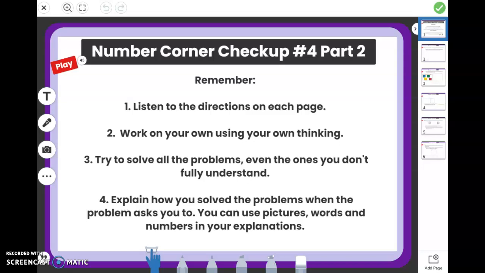Page 1 has the same reminders for you that you had yesterday. Remember, when you work on this assessment, listen to the directions on each page. Work on your own using your own thinking. Try to solve all of the problems, even the ones you don't fully understand. Explain how you solved the problems when the problem asks you to. You can use pictures, words, and numbers in your explanations. If you need any of the problems read to you, you can always click the play button. Let's look at our first page.